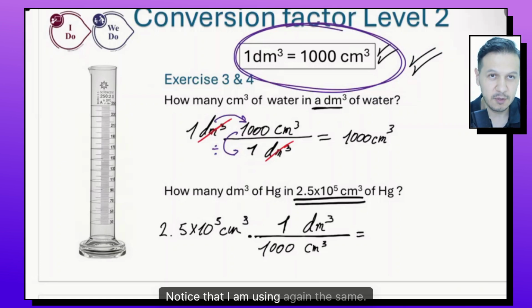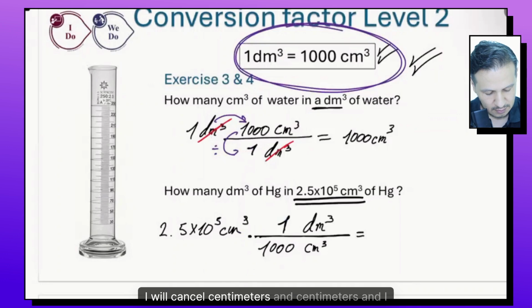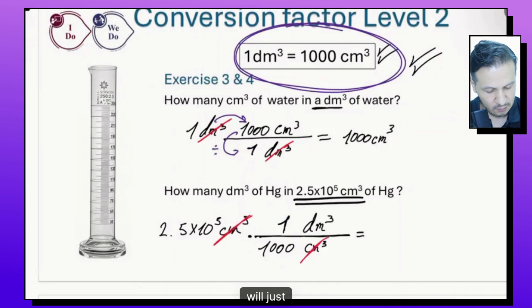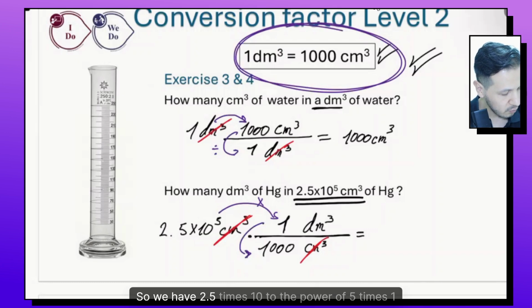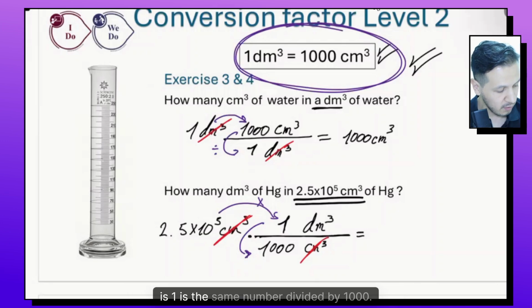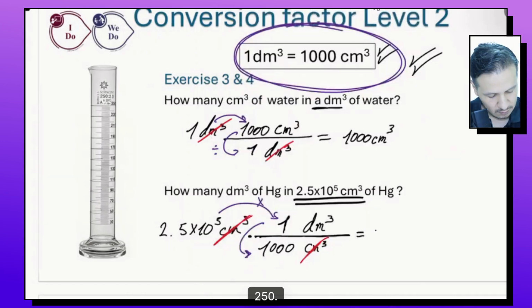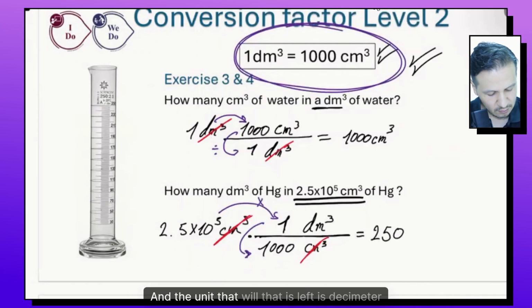Notice that I am using again the same approach. I will cancel centimeters, and I will just solve the exercise. So let's do it. We have 2.5 times 10 to the power of 5 times 1, which is the same number, divided by 1000: 250, and the unit that is left is decimeter cubes.